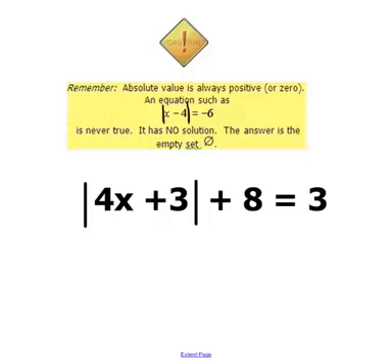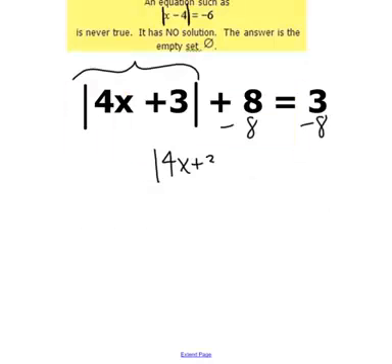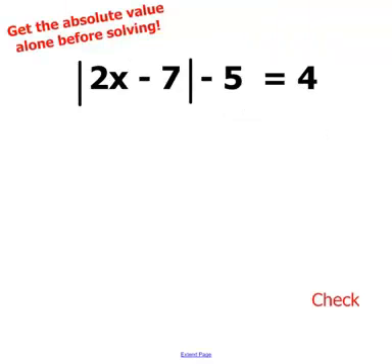If you look at the example shown below, I start to solve it. I remember I want to isolate my absolute value. So I would subtract 8 from both sides, and I get 4x plus 3 equals negative 5. There's no answer to that. It cannot happen. You're never going to have absolute value be negative, not even imaginary numbers. So we're going to use our little process here. If you want to stop and pause here and try it on your own, that would be great.